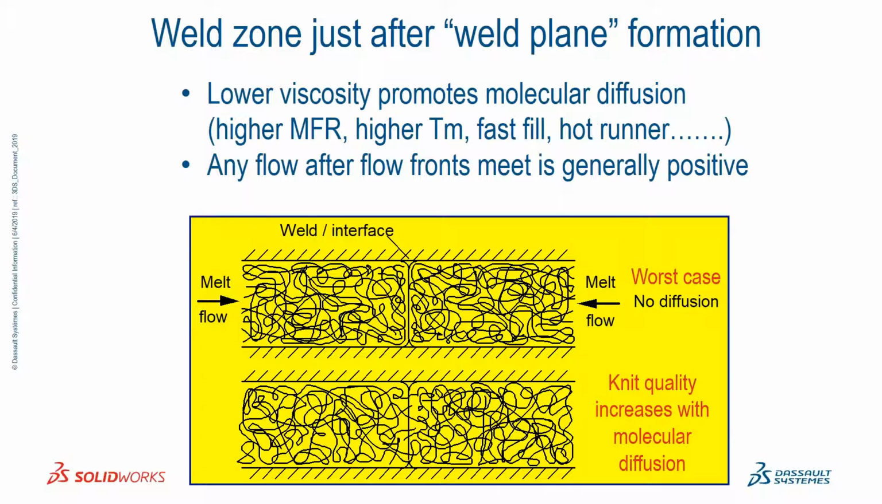We'll talk about the processing variables later, but again, any variable that promotes hotter melt fronts is going to be beneficial. We're also concerned that, if possible, we would like to have the knit lines flow after the melt fronts meet. So there are many reasons that these flow fronts can divide and rejoin, but if we can rejoin them in such a way that they will continue to flow after they meet, that's generally positive.